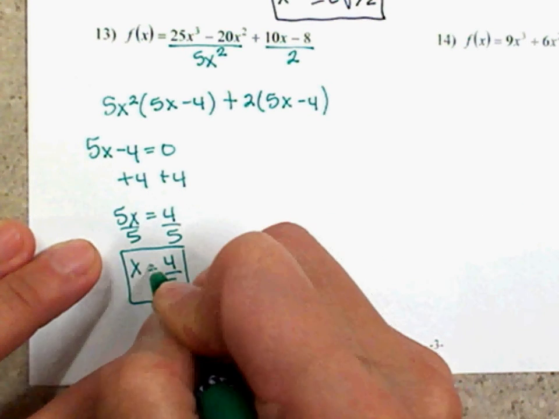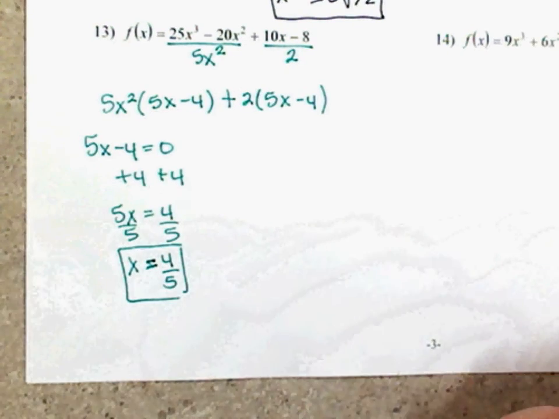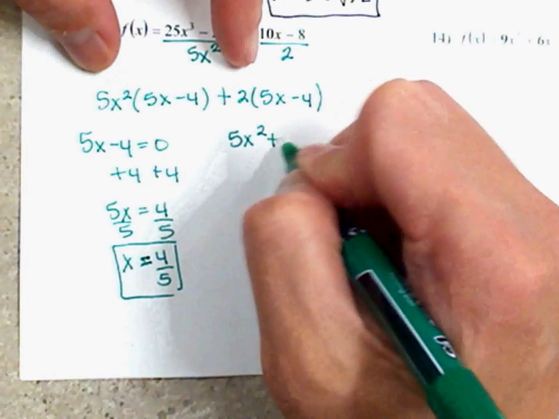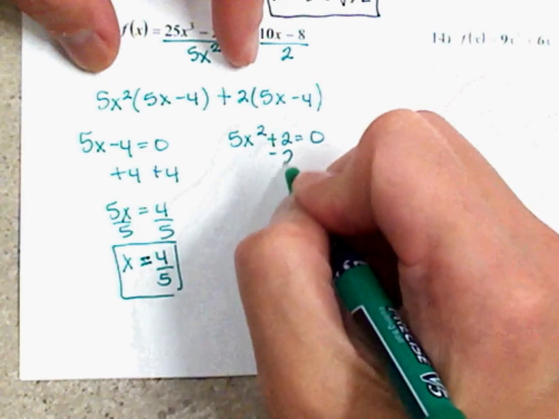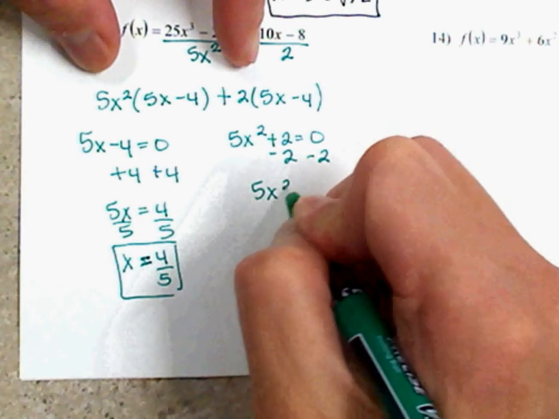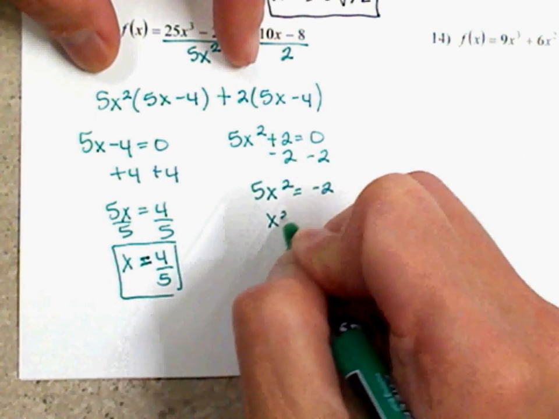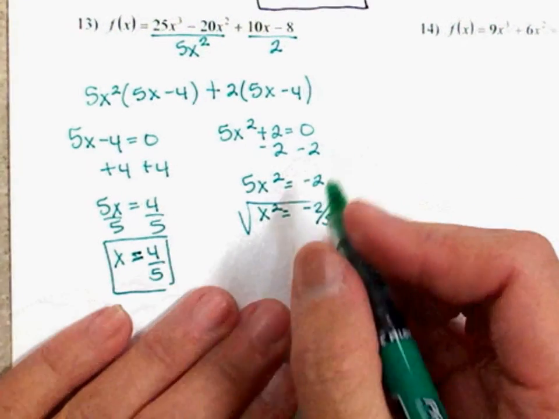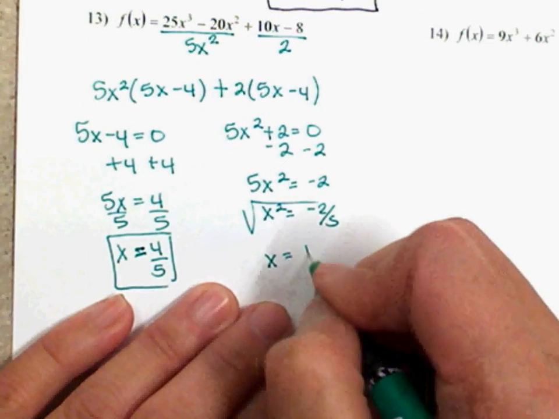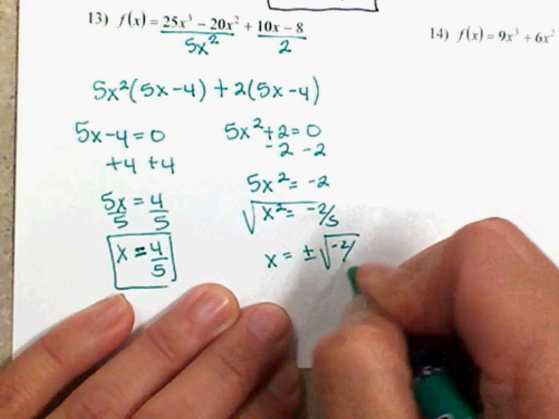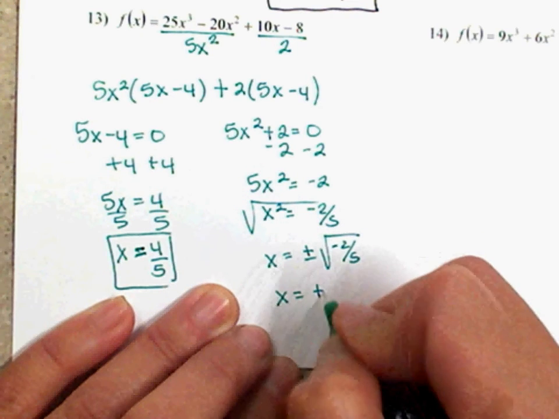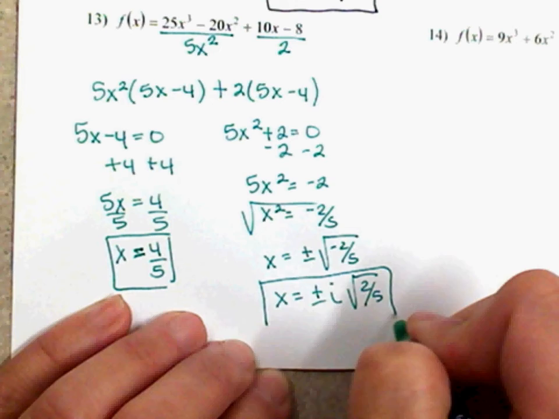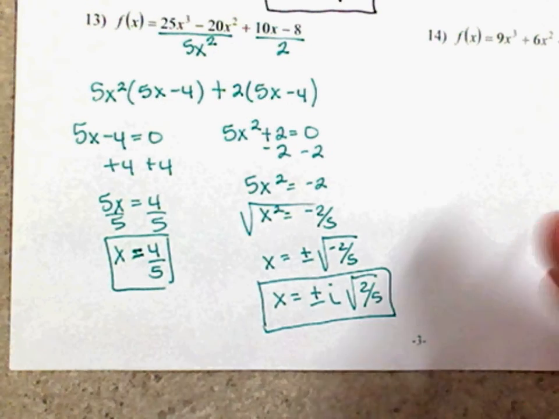Okay? Set those two equal to 0. 5x squared plus 2. Subtract 2 from both sides. Divide by 5. Take a square root. So x is equal to plus or minus square root of negative 2 over 5. Bring out your negative as an i. And so you have 2 plus or minus i square root of 2 over 5.